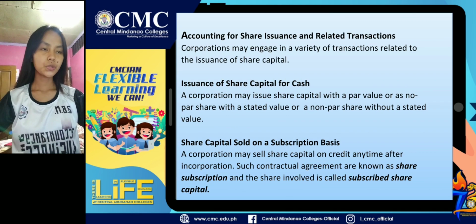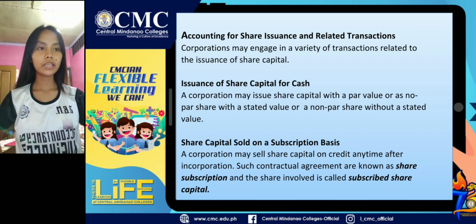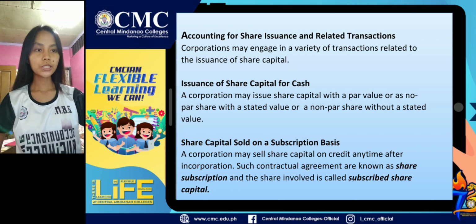Accounting for share issuance and related transactions. Corporations may engage in a variety of transactions related to the issuance of share capital. Issuance of share capital for cash. A corporation may issue share capital with a par value or as no par share with a stated value or a non-par share without a stated value.